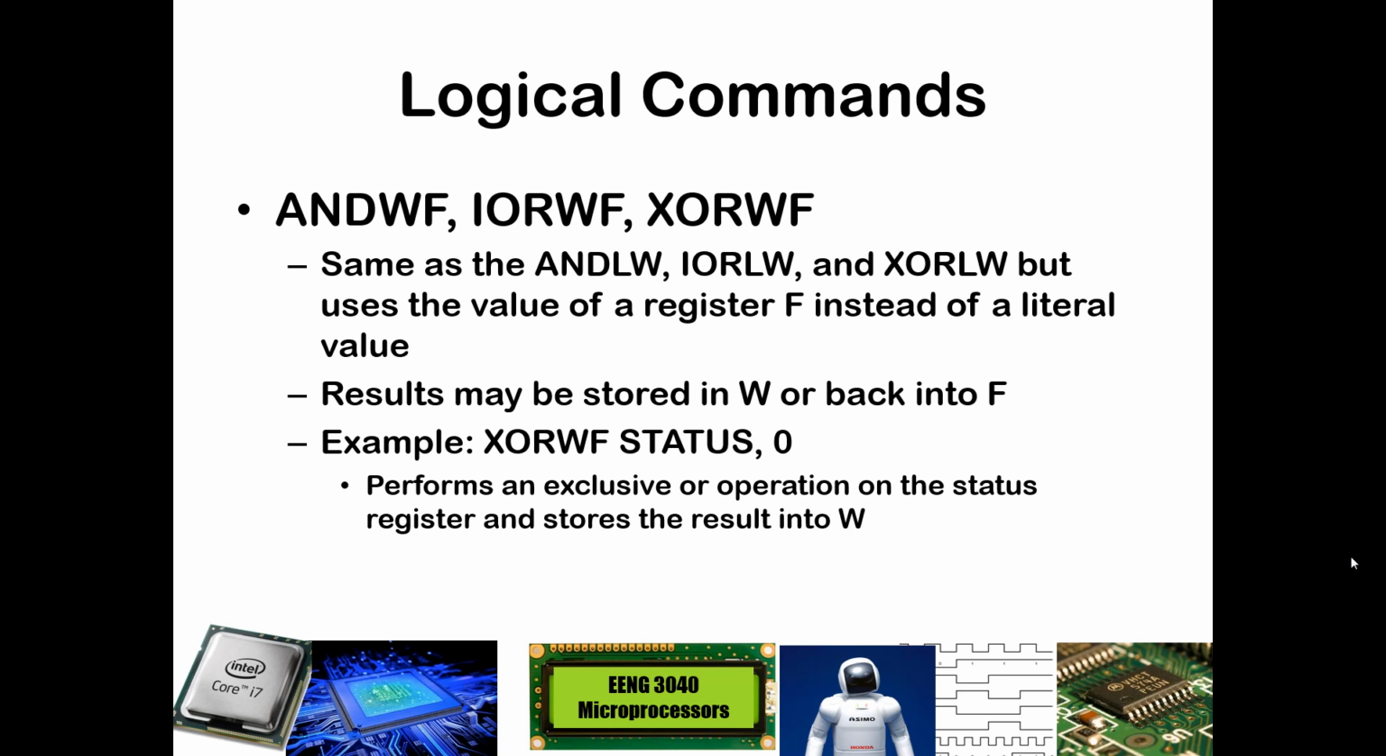We can also do ANDing, inclusive ORing, and exclusive ORing between the value that we have in W and the value in any special function register. So to do this, you would simply load up the value that you want into W first, and then perform this on the entire register. So the entire register will bitwise be ANDed, ORed, or XORed together. And the result here can be stored into the W register with a comma 0 or back into the special function register itself with a comma 1.